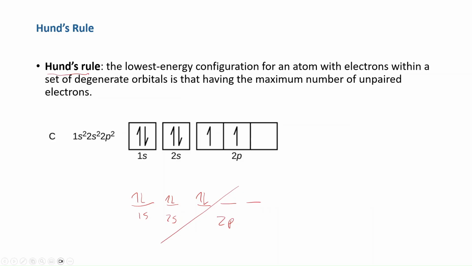By the way, these are degenerate. Whenever you're talking about degenerate orbitals, meaning they have the same energy, you try to have the maximum number of unpaired electrons. Meaning, if there are 3 spaces, you start putting unpaired electrons, and only when all 3 spaces are filled can you start pairing electrons, because the unpaired electrons are more stable.